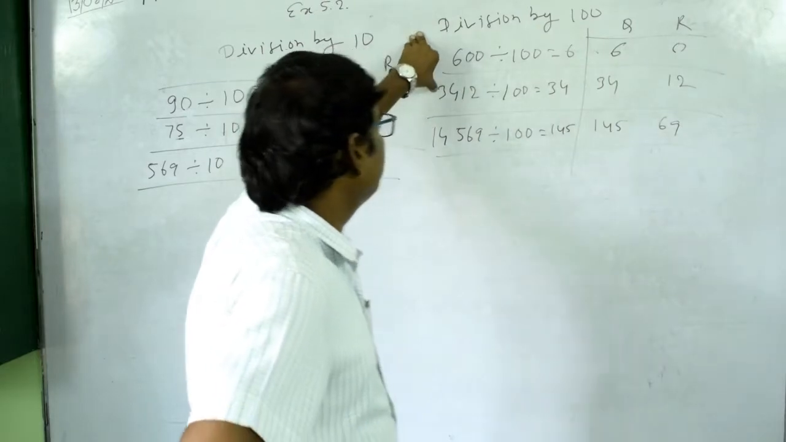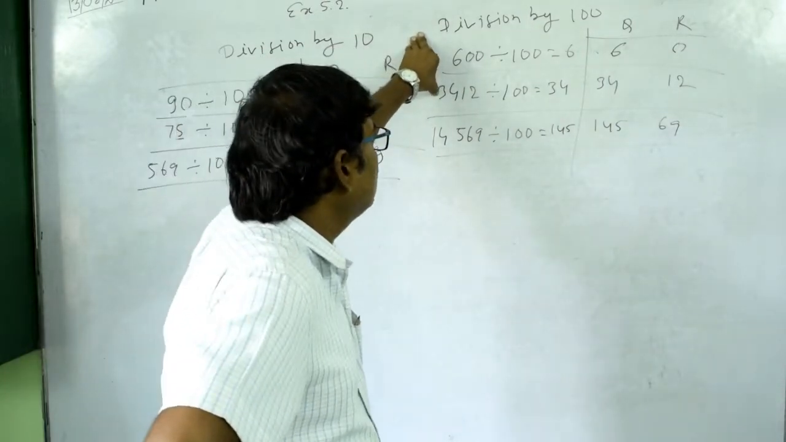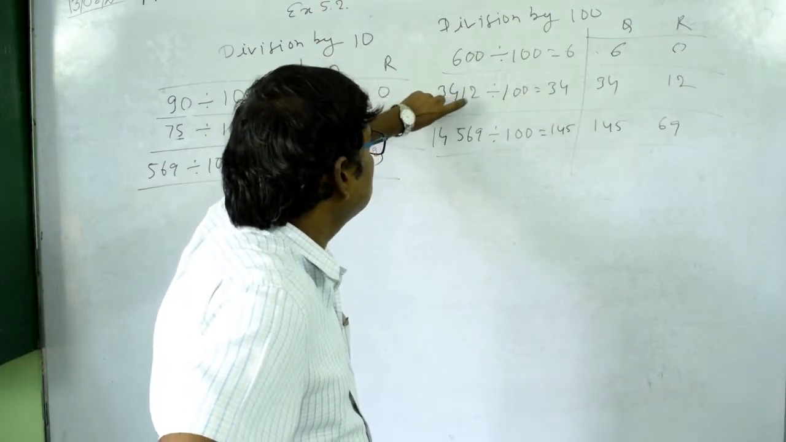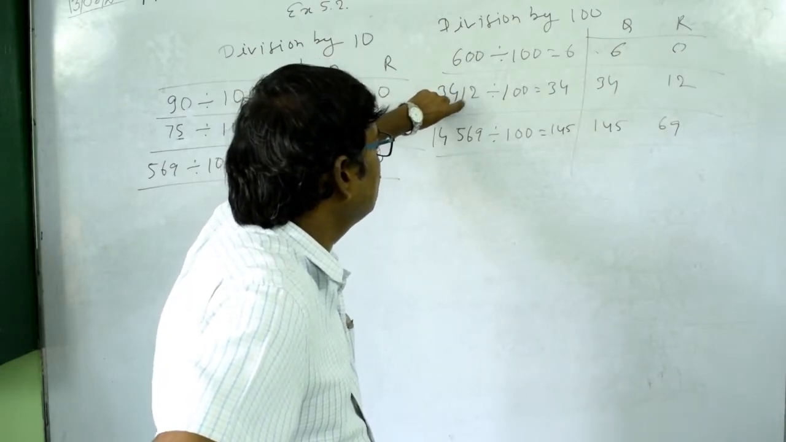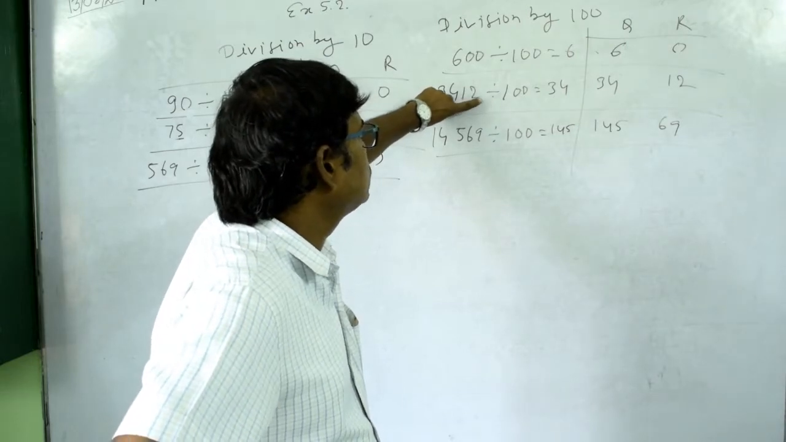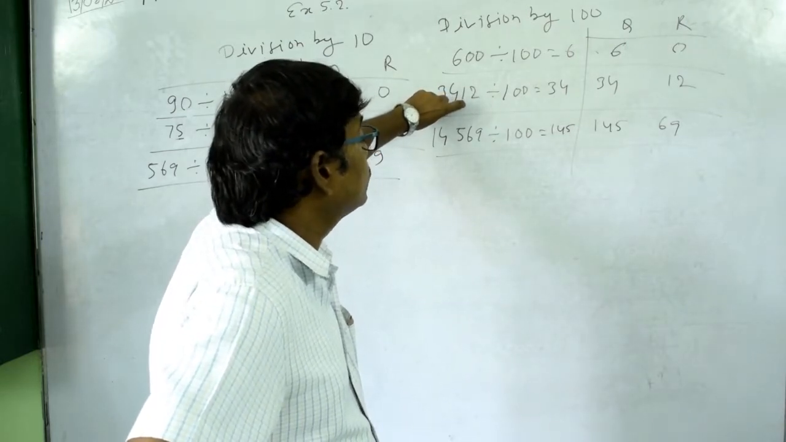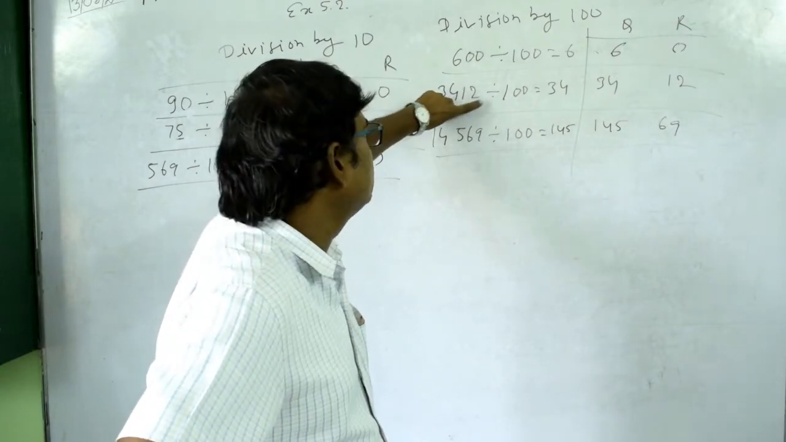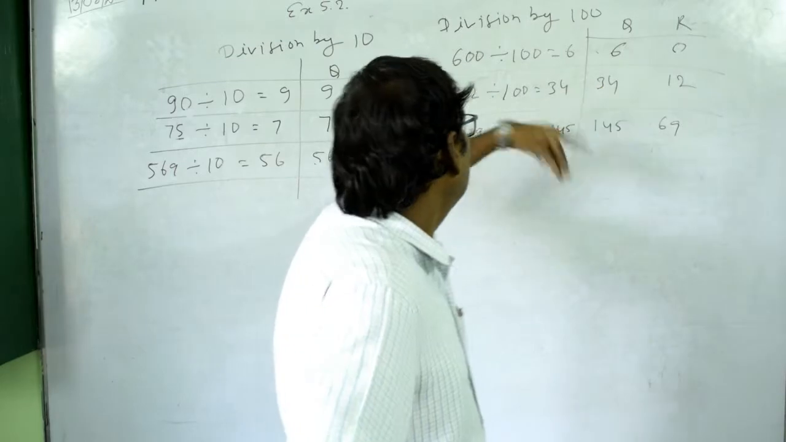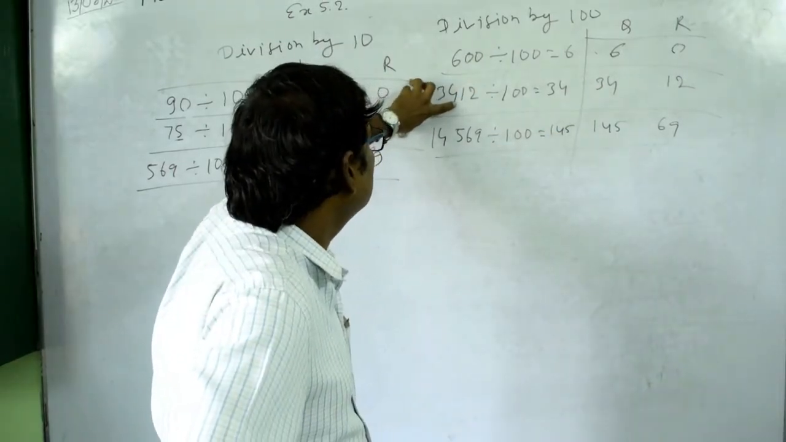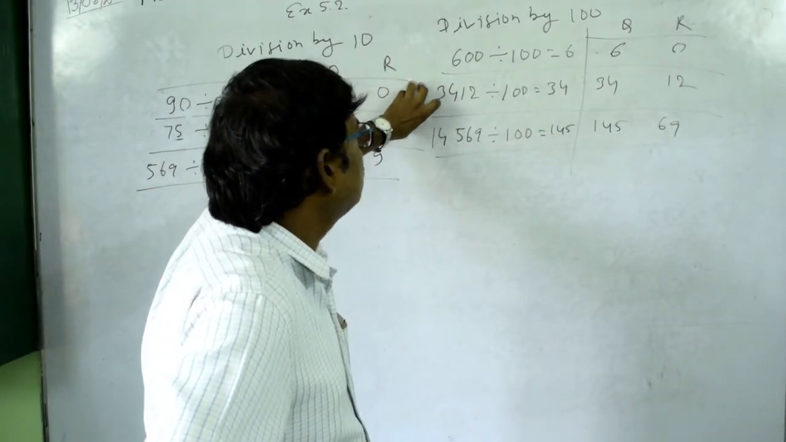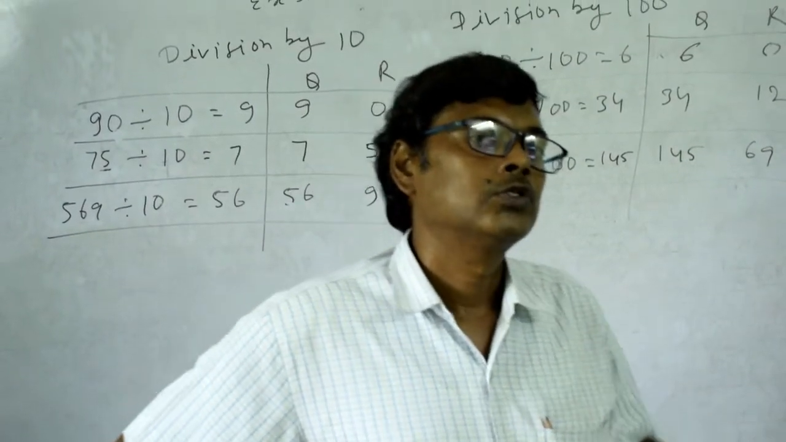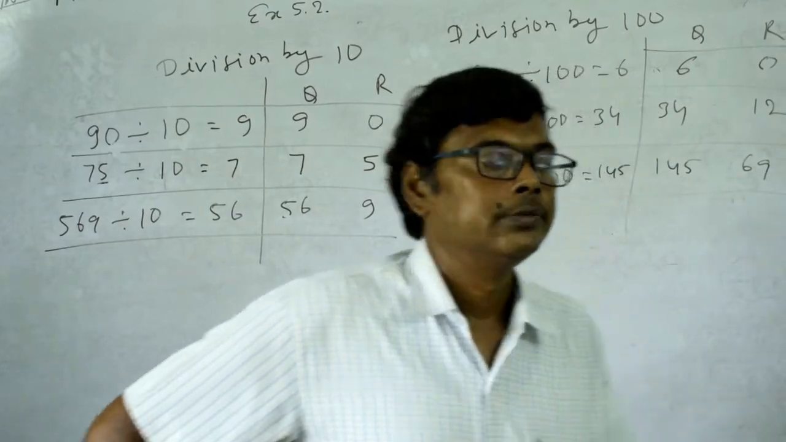Now you see this number. When you divide this by 100, the digit at the tens place is 1 and the digit at the ones place is 2. So the number formed by the digits 1 and 2 is 12. This 12 will be the remainder, and the number formed by the remaining digits 3 and 4 will make the number 34. So 34 will be the quotient.